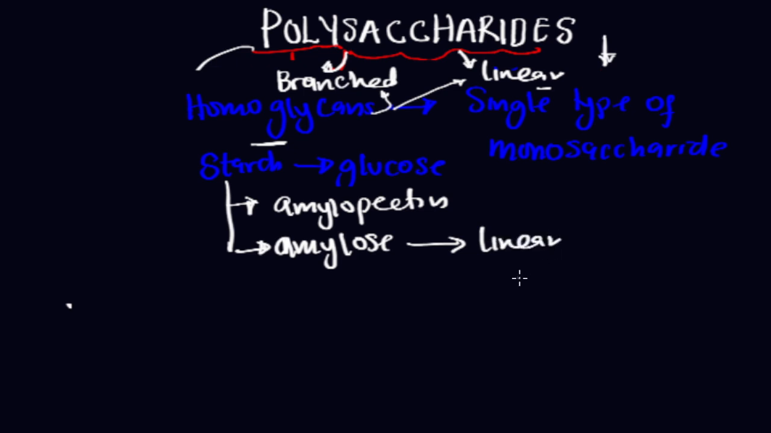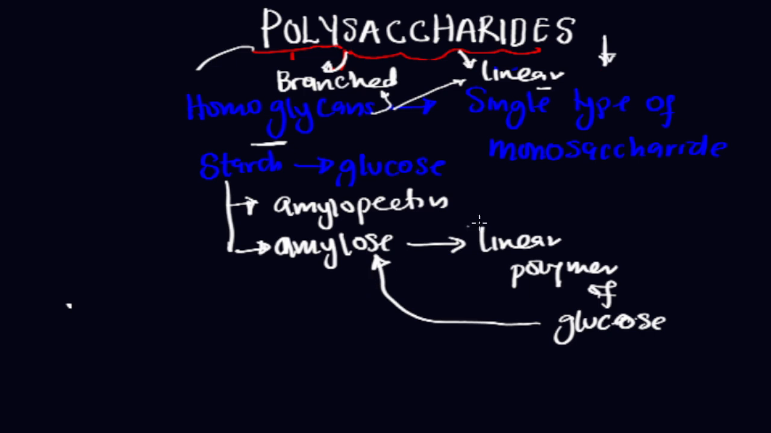Linear polymer of what? Of glucose. Polymer of glucose. And it is actually soluble. It is the soluble portion of what? Of starch. The soluble portion of starch is amylose.